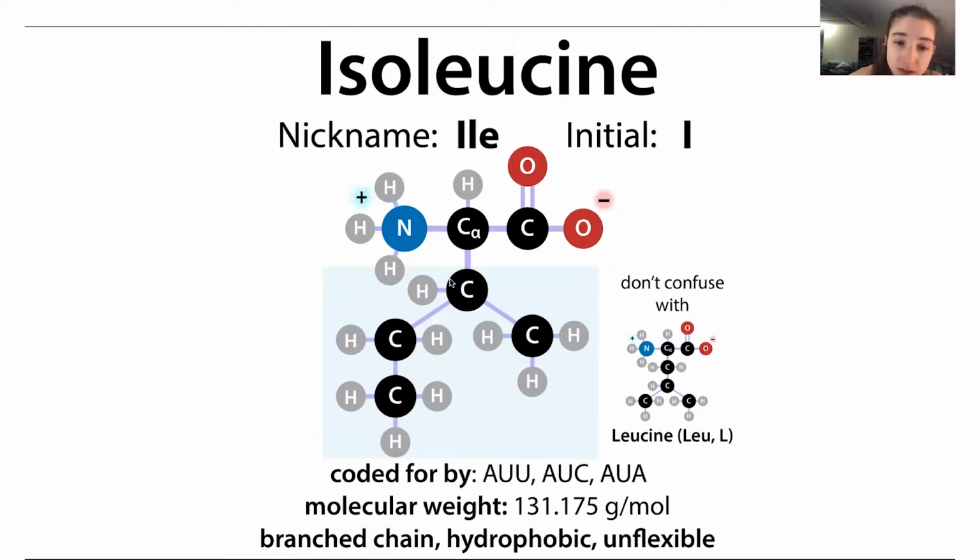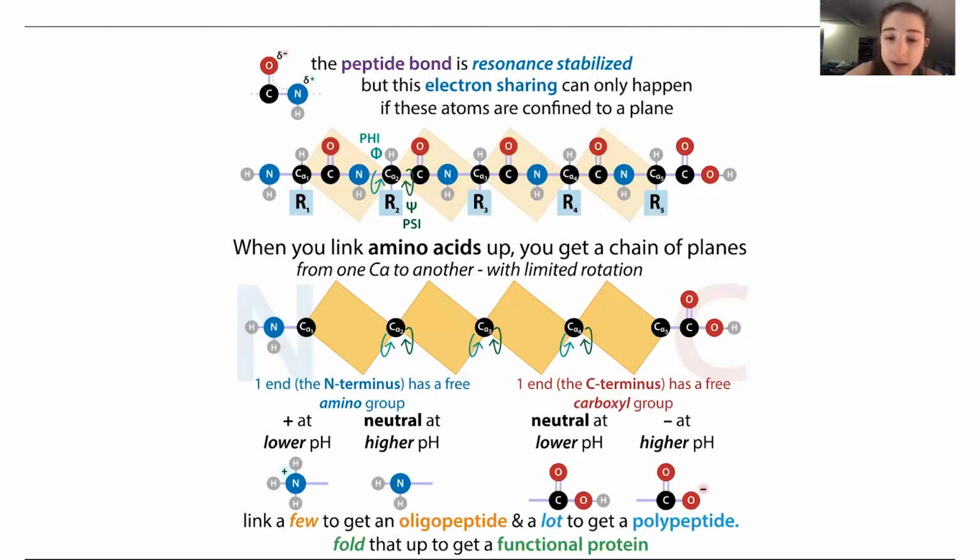Because this branch is closer to the center, it's going to make it really inflexible. And all the peptide bonds, as we've talked about, are planar, so you have this chain of planes because you can't rotate around the peptide bond. The bond linking the amino acids is resonance stabilized, so there's double bond character throughout here and you can't rotate around a double bond. You can rotate on the sides, but how far you can rotate is going to be dictated by the bulkiness of the side chain. If you have a really bulky side chain, it's going to be hard to rotate.